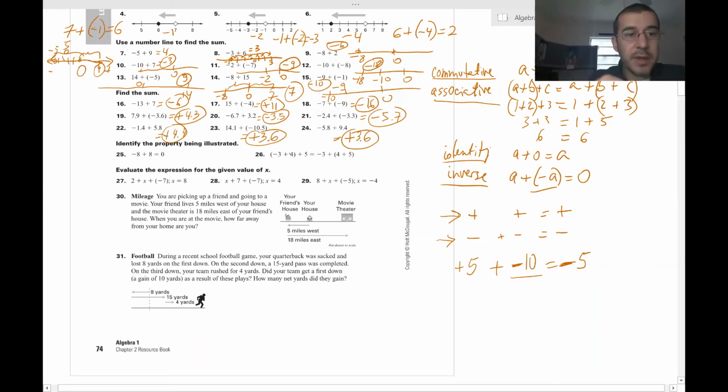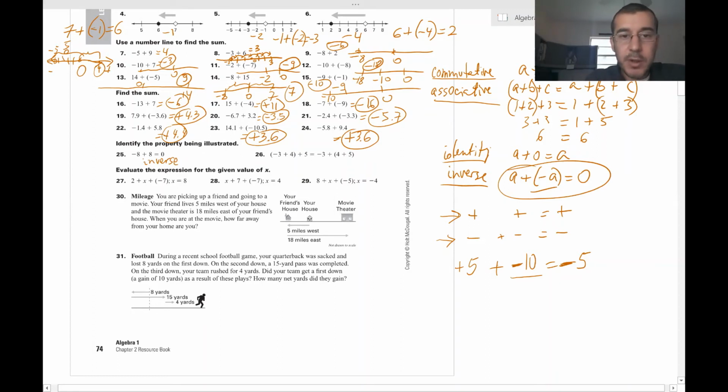Number 25, identify the property being illustrated. Okay, so this is when you're adding right here. That's the inverse property. When you're adding a number with its opposite, you end up with 0. That's called the inverse property. Okay, so this is the inverse property of addition.